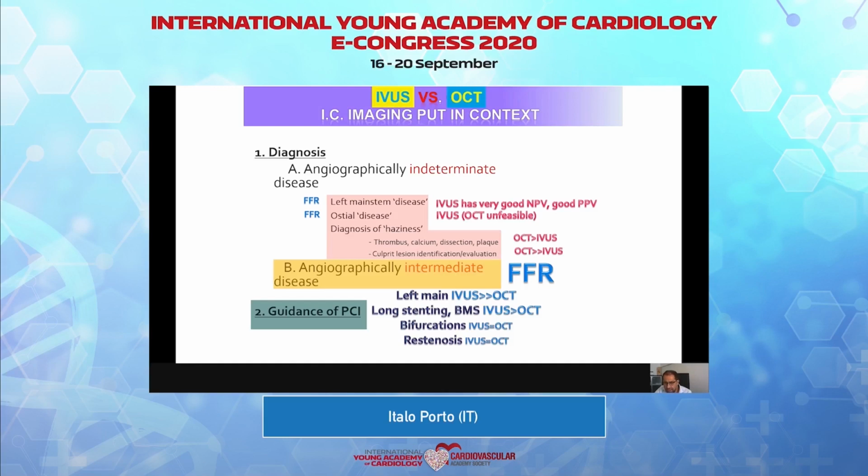For guidance of PCI, left main, IVUS has more data than OCT. Long stenting or old style BMS, use imaging. IVUS has better data than OCT, but we are anxiously waiting for more data. And for other complex PCI types, you should use imaging, whatever you like.